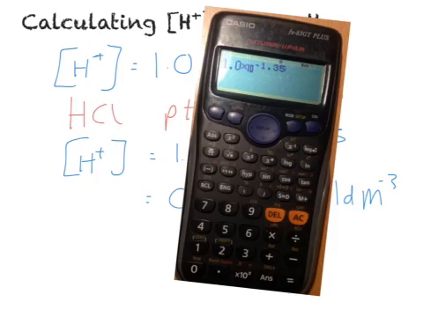So on my calculator, I put 1.0 and then I press the shift button, then the inverse log, minus, and then 1.35.